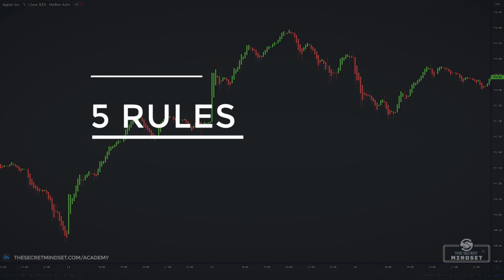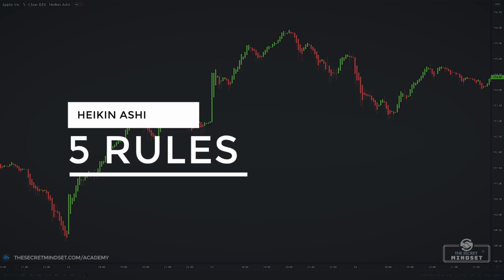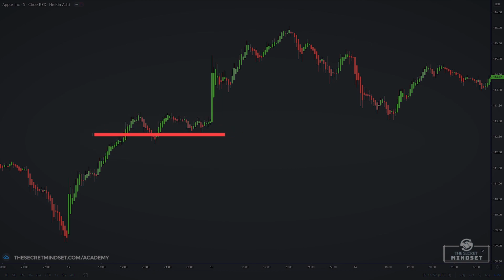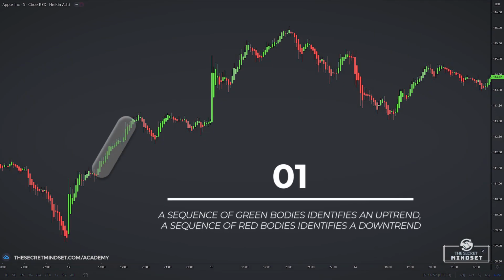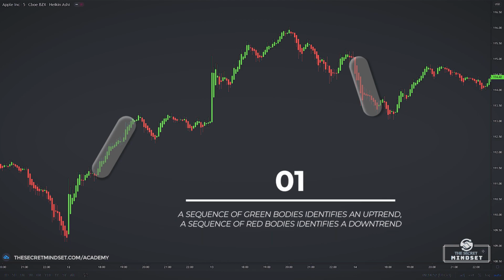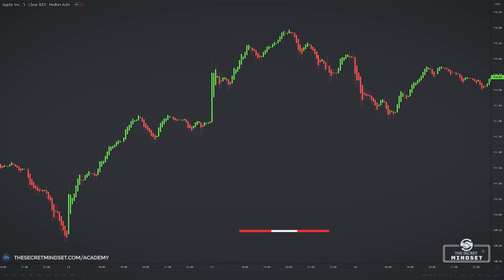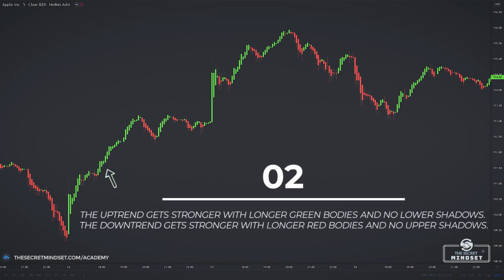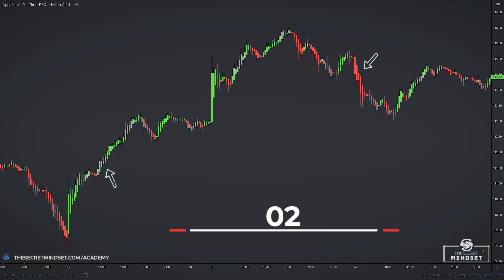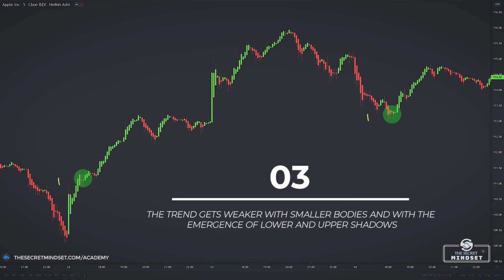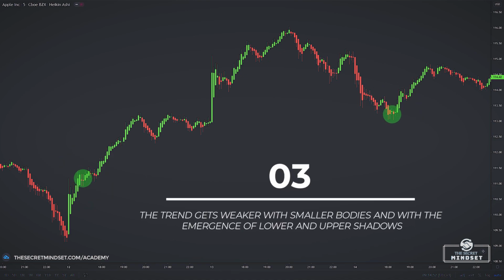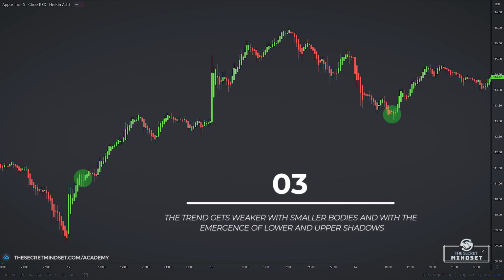While Japanese candlesticks require many definitions and flexible rules for most patterns, a Heikin Ashi chart works with only 5 simple rules. A sequence of green bodies identifies an uptrend, while a sequence of red bodies identifies a downtrend. The uptrend gets stronger with longer green bodies and no lower shadows. The downtrend gets stronger with longer red bodies and no upper shadows. The trend gets weaker with smaller bodies and with the emergence of lower and upper shadows.